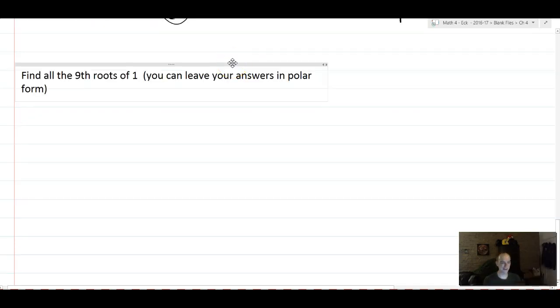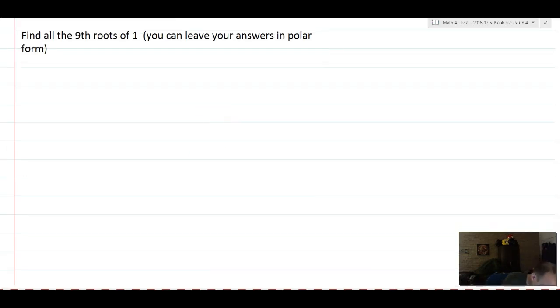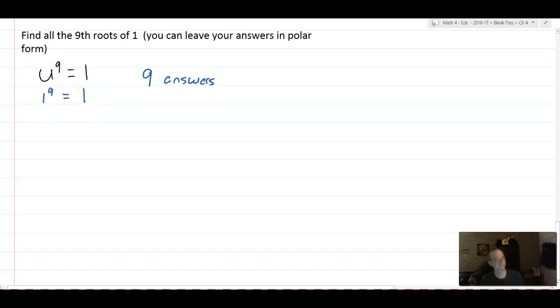So here's our last problem. We're going to find all of the ninth roots of 1. And so we are trying to solve an equation of the form u to the ninth equals 1. The fundamental theorem of algebra says this is going to have 9 answers. The first answer is that 1 to the ninth equals 1. All right, there's your first one.